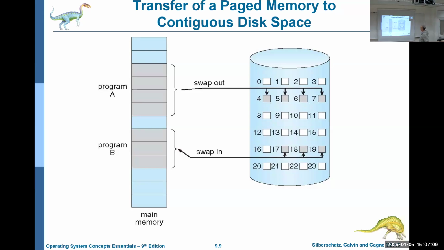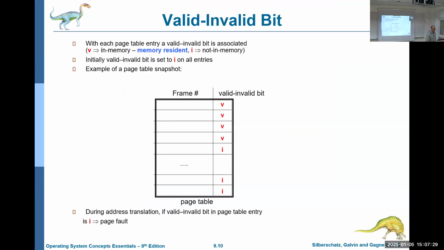Transfer of a page of memory to contiguous disk space. So we're just saying this program A can be swapped out. We're reminding you of what swapping is. Swapping is taking a whole program and putting it onto the disk, taking another program and bringing it in, that we talked about before.